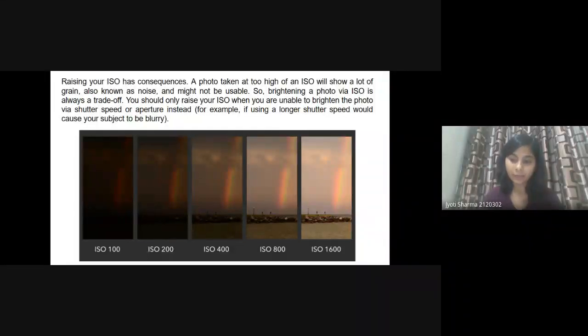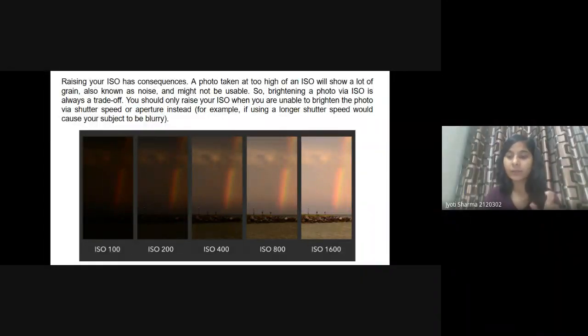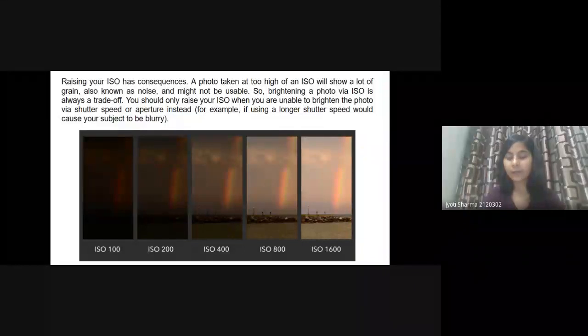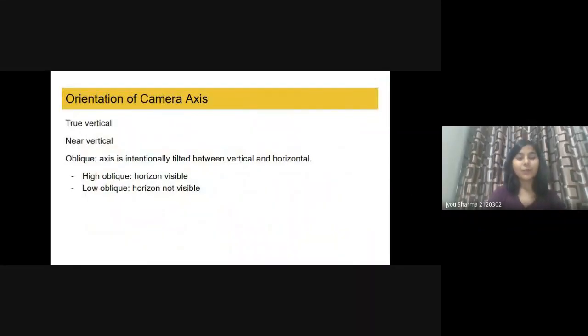So it has been told that instead of using the ISO, you can use the shutter speed or the aperture, and you can adjust the shutter speed and aperture, not increasing the ISO. So okay, if you people have a DSLR, let's say in the next year, then you can play with this to increase or decrease the aperture, ISO, or let's say shutter speed. So you will get a better image in the next year.